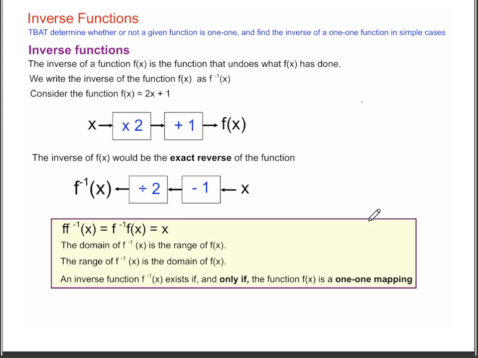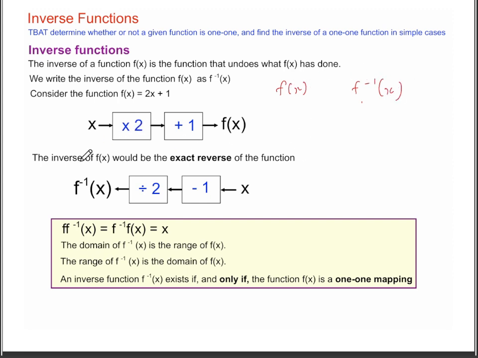We now move on to inverse functions. Inverse functions are functions that undo the original function. You can't have an inverse function on its own. You have an inverse function of an original function, right? So if you have an original function f of x, then the inverse of it will be f inverse of x, and this undoes what that does, okay?